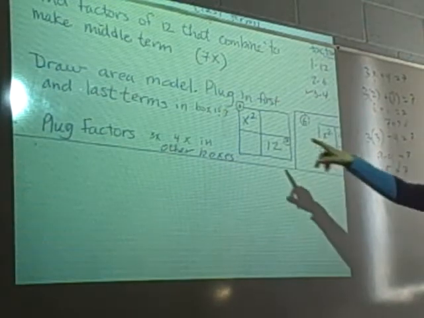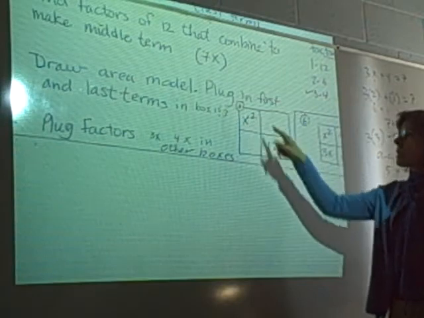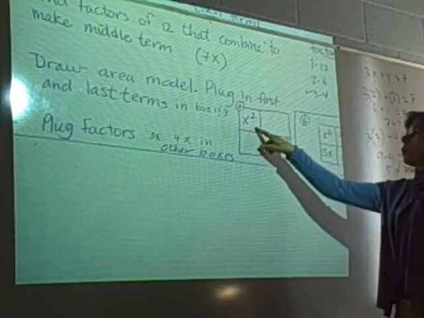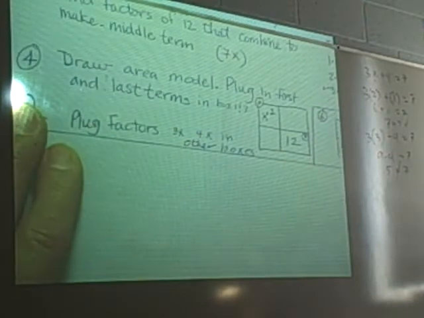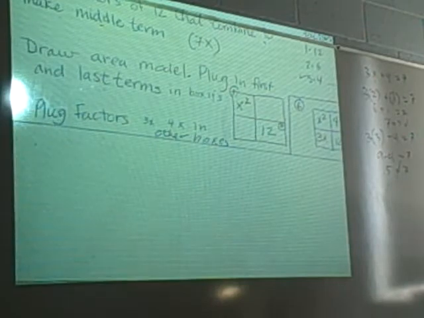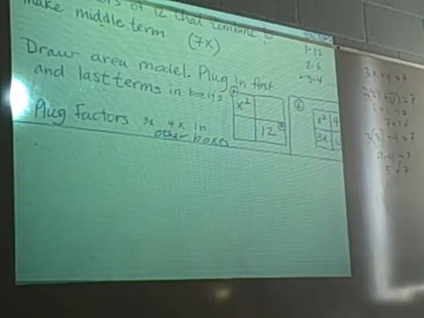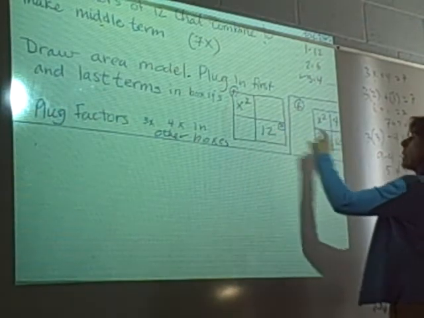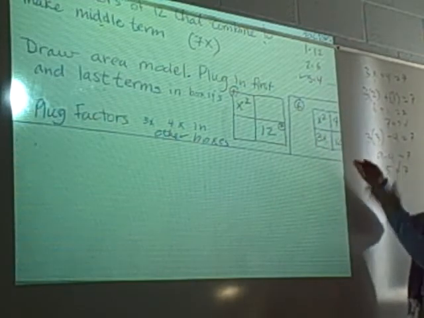So I'm going to draw an area model, and I know that x squared is always in this first box, and the 12 is always going to be in this corner. Right? So I'm going to plug in. Is this step 4? Yes. Actually, sorry, it says step 4. So draw the area model and plug in the first and the last terms in boxes 1 and 3. And then I'm plugging in the 3x and the 4x in the other 2 boxes. It does not matter which. I could put the 3x here and the 4x there, or the 4x here and the 3x here. It doesn't matter. So step 5 is plugged in.